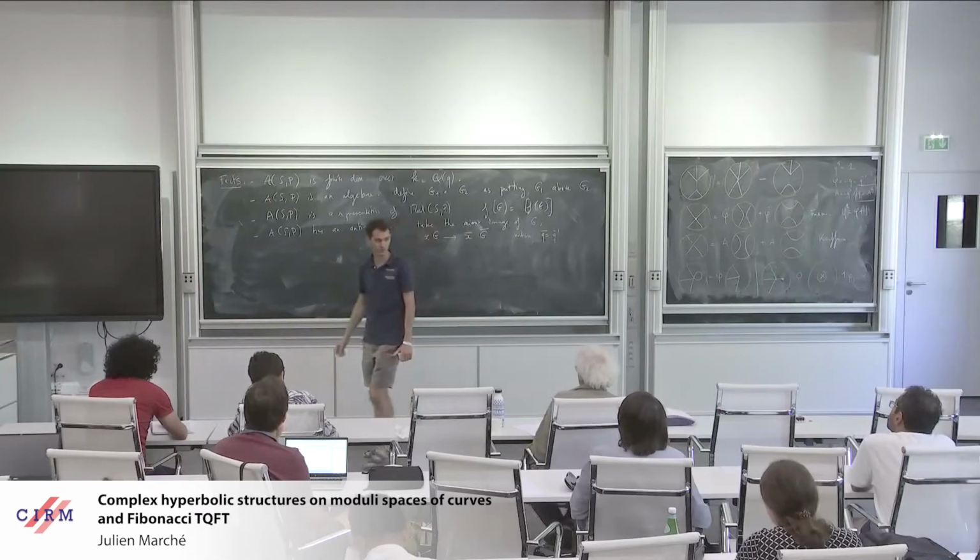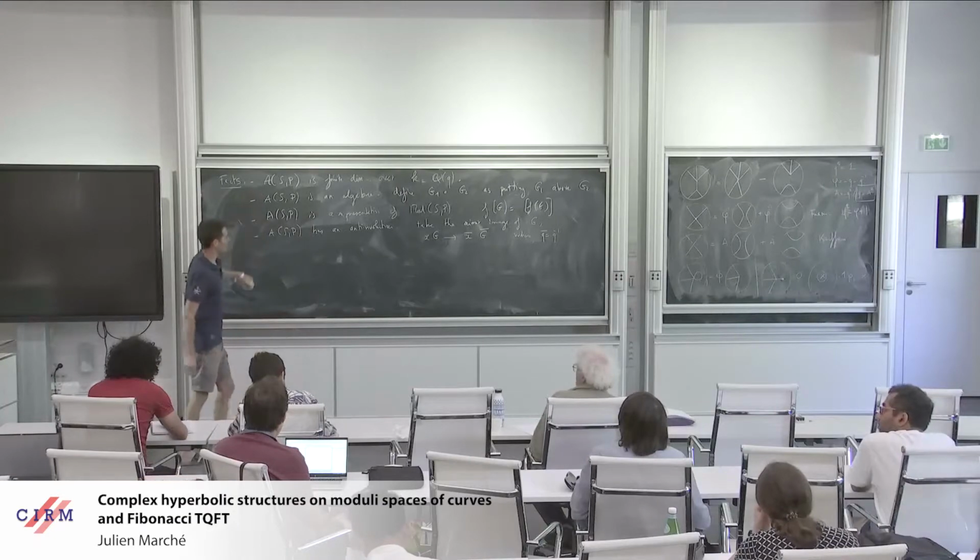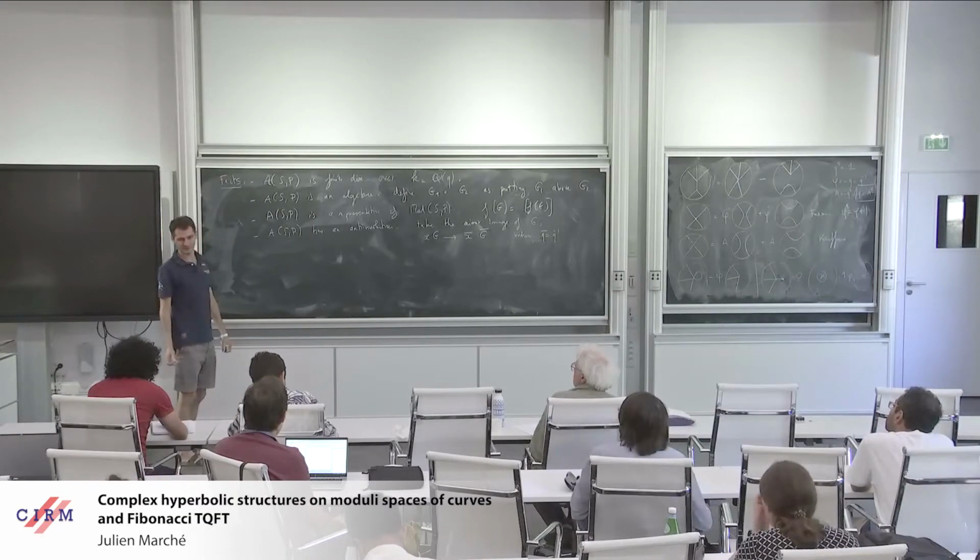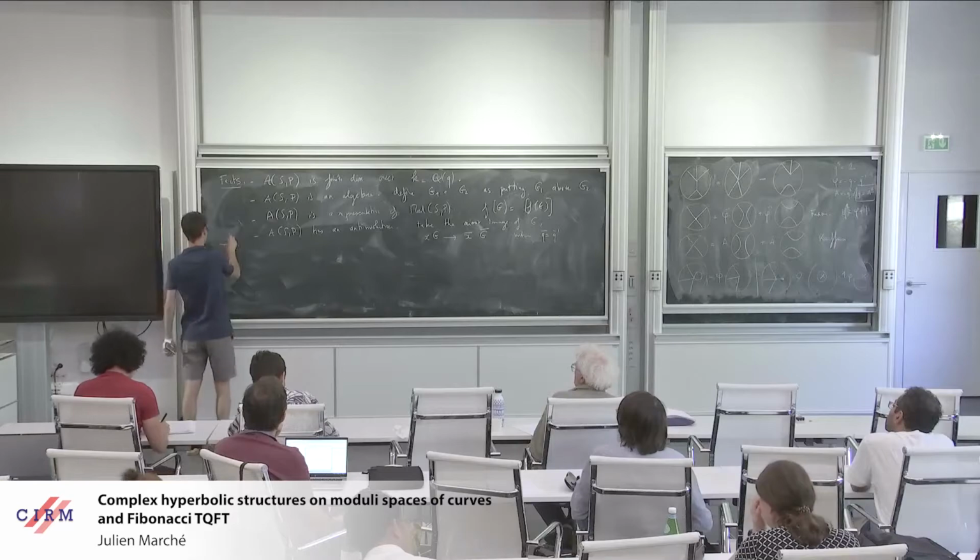So it's an anti-involution. So all these are easy to prove, and there is something which is not easy to prove, which I will not prove. So let me add this here, the theorem.